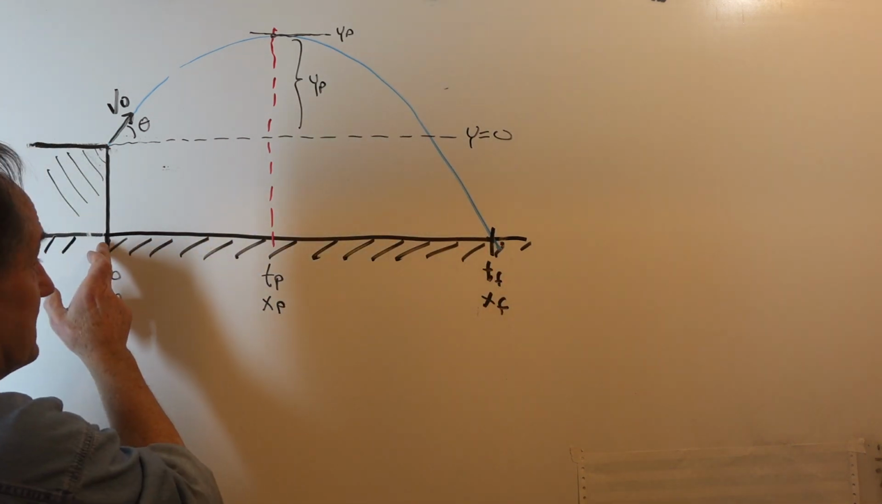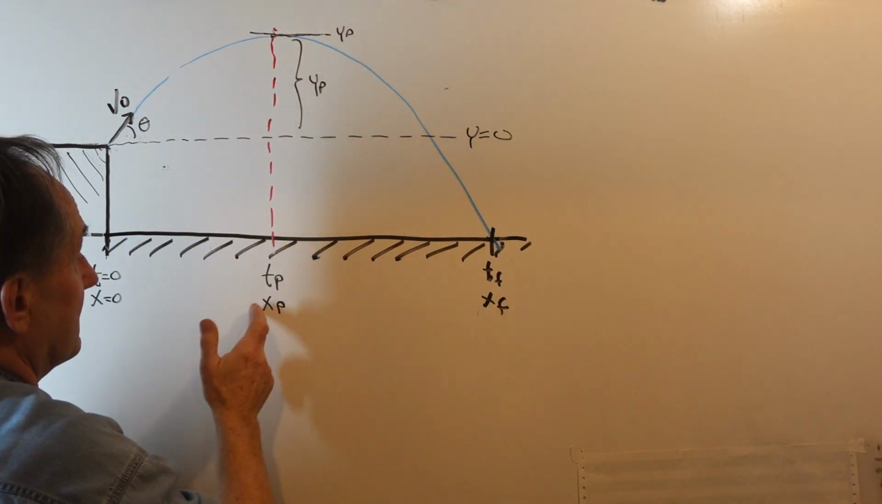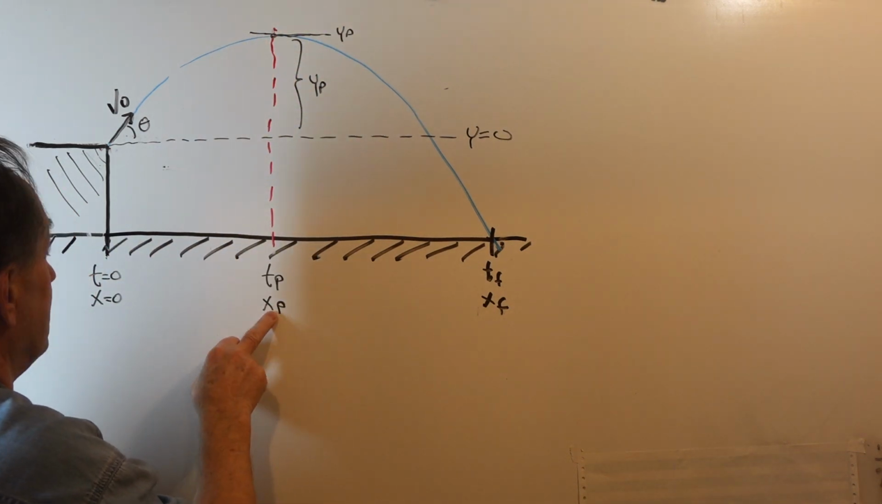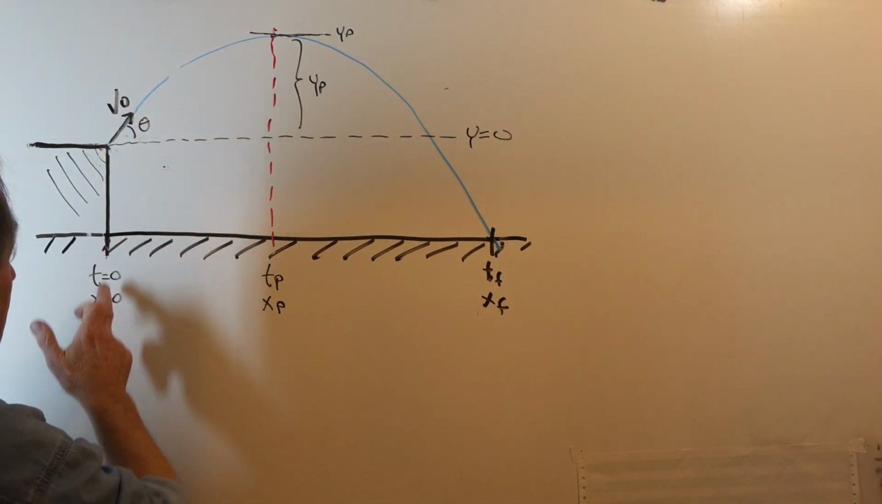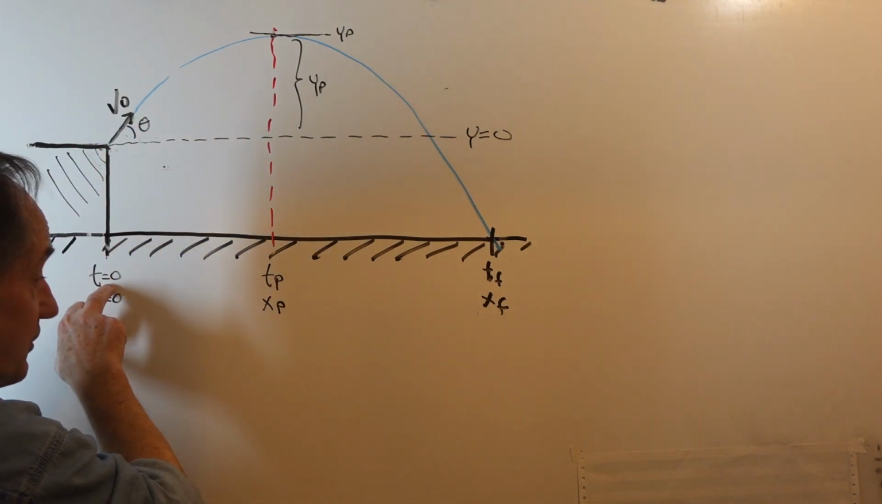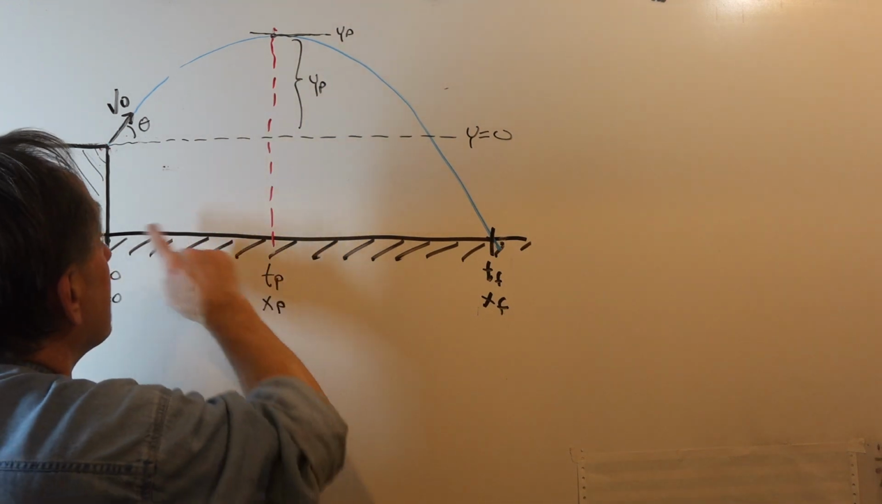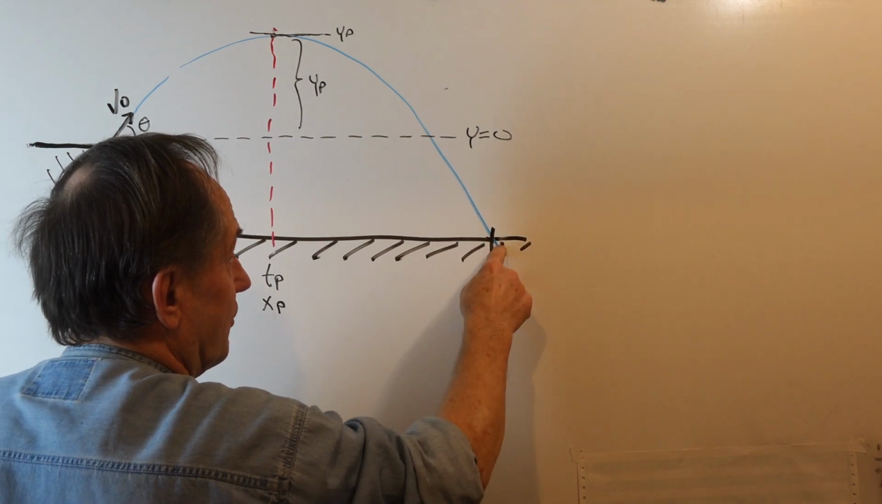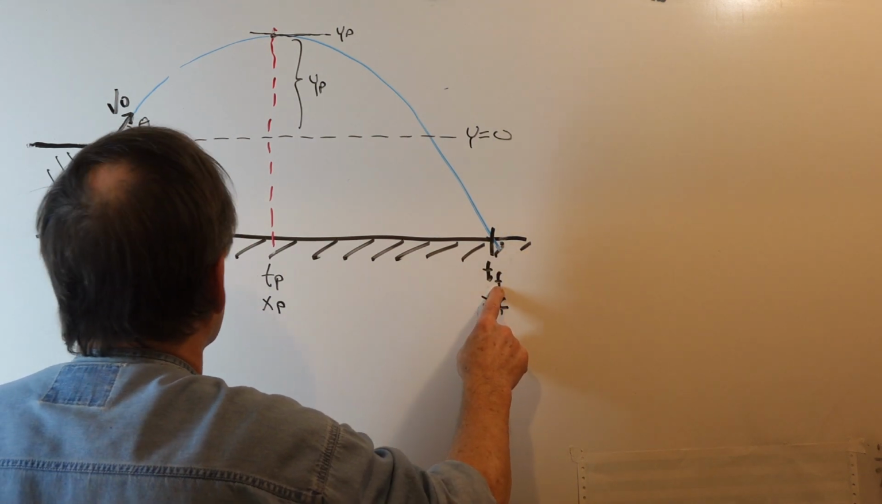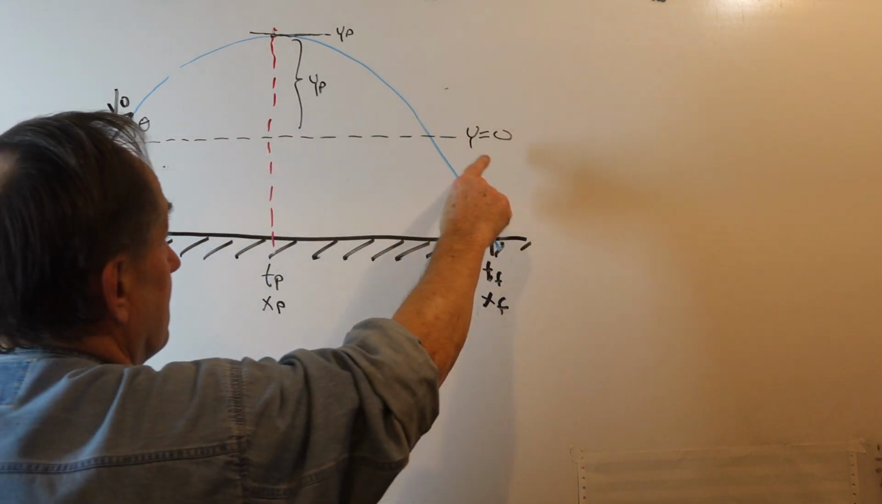The distance from the edge of the building to where it reaches the peak in the horizontal direction is x peak. And we're going to establish our origin here as x equals 0, and this occurs at time equals 0. The time to reach the peak is t peak, and the time to hit the ground is t final.